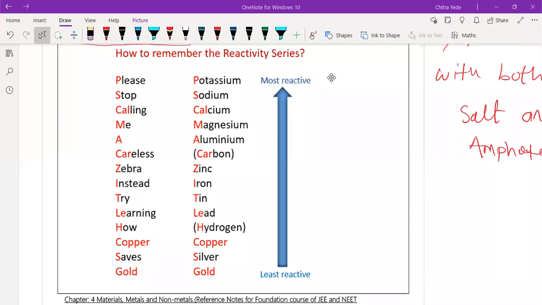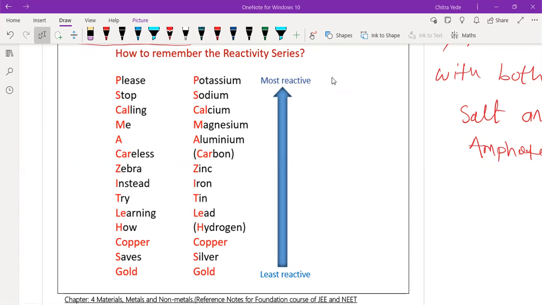Sir, does silver react with air and water? Yes. Generally, silver reacts with air because, you know, silver ornaments and jewelry become black. Yes, sir. Okay.